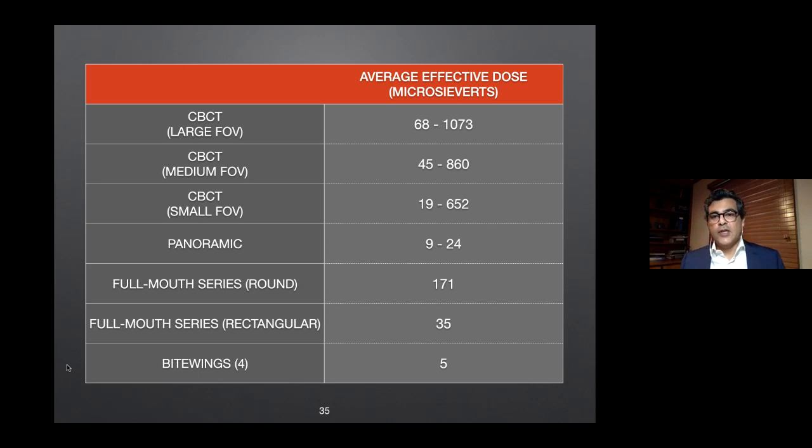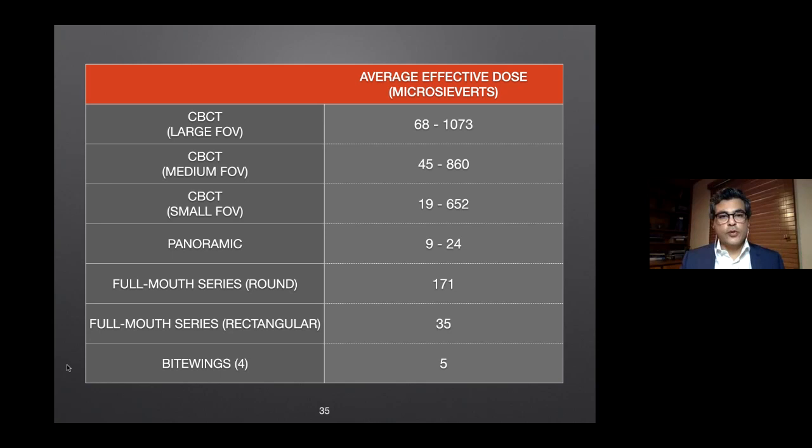So in some cases, as you can see, not all, the radiation dose from a full mouth series can be more than what you're getting from a CBCT scan. But that again depends on what FOV you have selected, essentially your imaging protocol, which depends on the FOV and the slice thickness or the voxel size. And similarly, bite wings and a full mouth series with rectangular collimation. So I've summed it all up here.